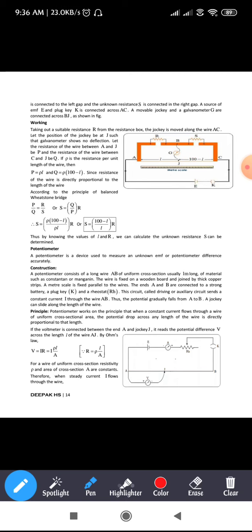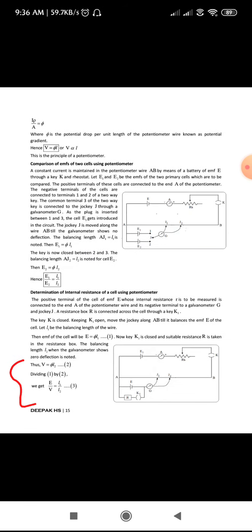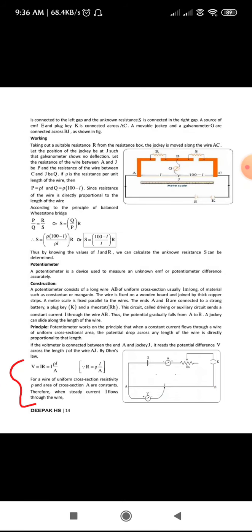So hence it is said that for a wire of uniform cross section, the resistivity rho and the area of cross section are constants. Therefore, when a steady current I flows through the wire, I rho divided by A is nothing but equal to phi. See here, I'll just make it clear.